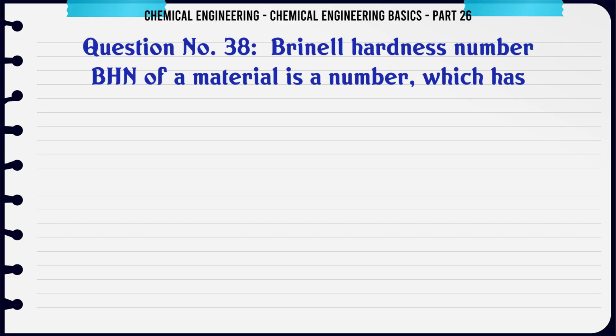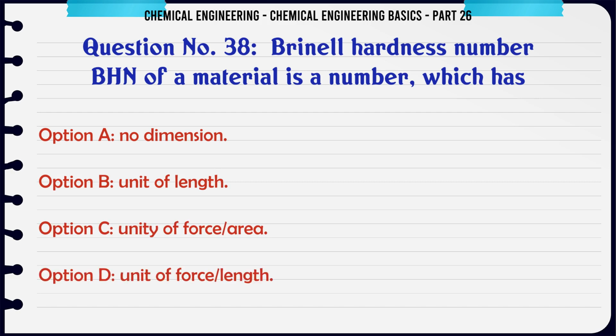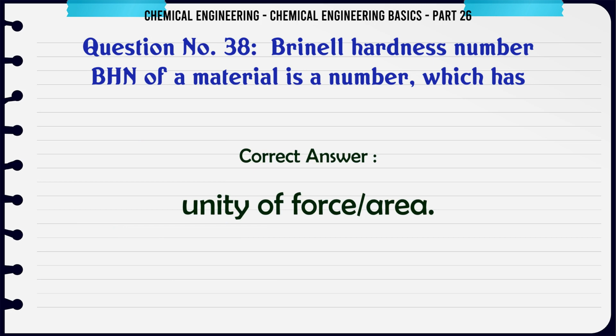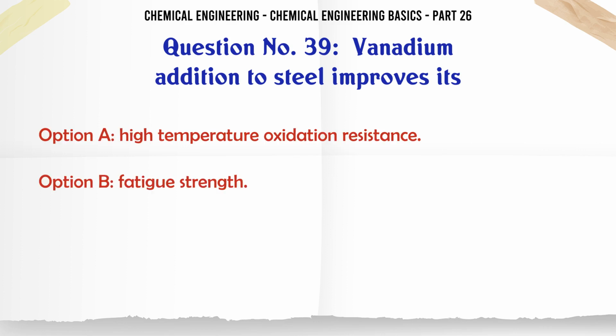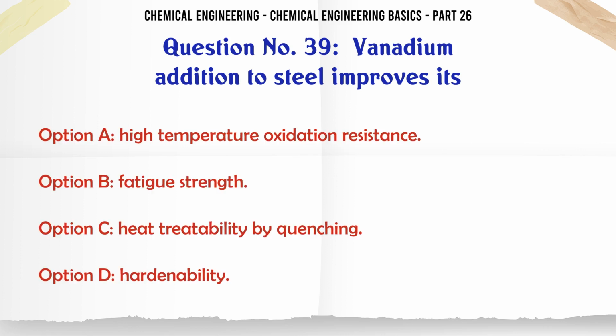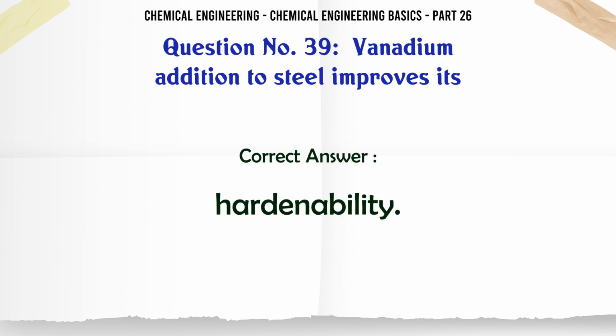Brinell hardness number, BHN, of a material is a number which has A. No dimension. B. Unit of length. C. Unit of force/area. D. Unit of force/length. The correct answer is unit of force/area. Vanadium addition to steel improves its A. High temperature oxidation resistance. B. Fatigue strength. C. Heat treatability by quenching. D. Hardenability. The correct answer is hardenability.